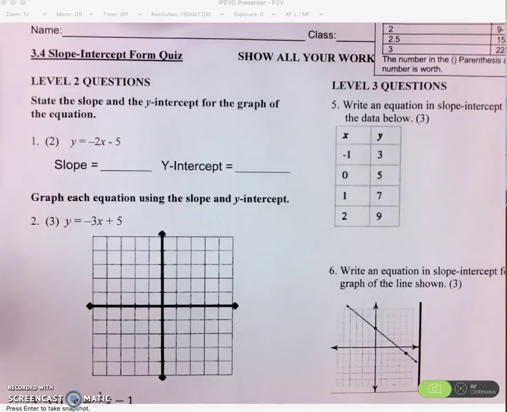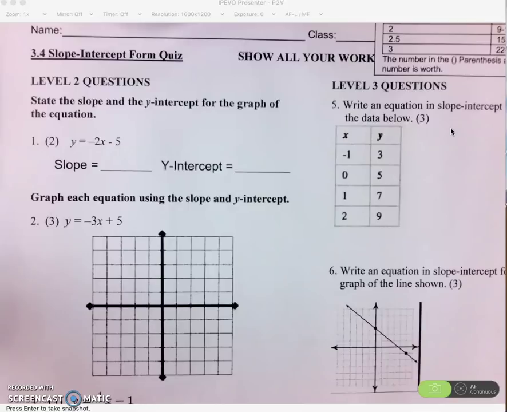Hey guys, I wanted to go over some of the questions that might be on the quiz on Friday for 3.4 slope intercept form. These are not the exact questions that are going to be on your quiz, but I've changed the numbers and changed the graphs a little bit, but it's the same concept. So if you don't know how to do some of these, make sure to ask or try and study and figure out how to do them. But I'm going to go through quickly some of these examples that will be on the quiz tomorrow.